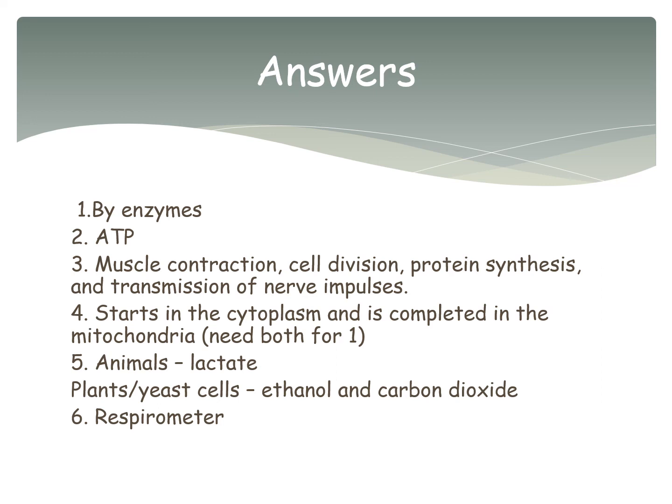And then for 5, your end product in your animal cell for fermentation would be lactate. Your end product for fermentation in your plant and yeast cells would be ethanol and carbon dioxide. And 6, respiration is measured by a respirometer, which measures your rate of oxygen uptake per minute.